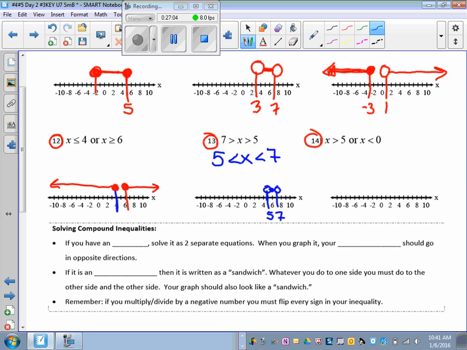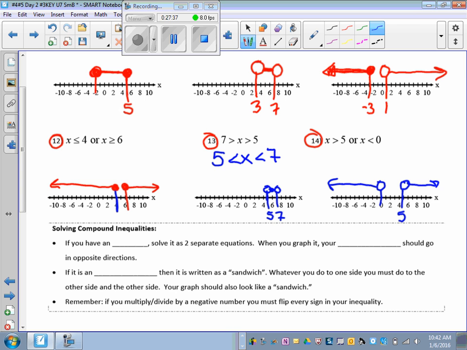All right, number 14. X is greater than 5 or x is less than 0. So again, 2 different statements here. So let's first deal with 5. X is greater than 5. Go to 5. Open circle. Greater than that. X is less than 0, so go to 0. Open circle. Less than that. So really we're just combining what we did last class with 2 different equations. Alright, any questions with those?